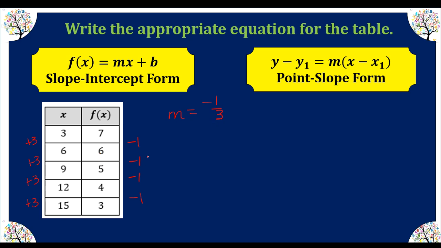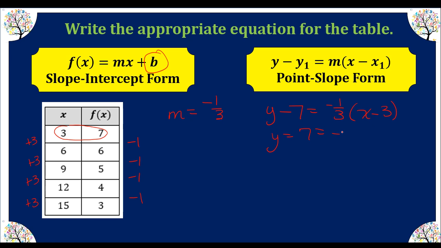I do not have my y-intercept, so I'm going to use point slope. So we can just choose any point to plug in for our ordered pair, y1 and x1. So we have y minus y1 equals my slope, and then we have x minus my x value.